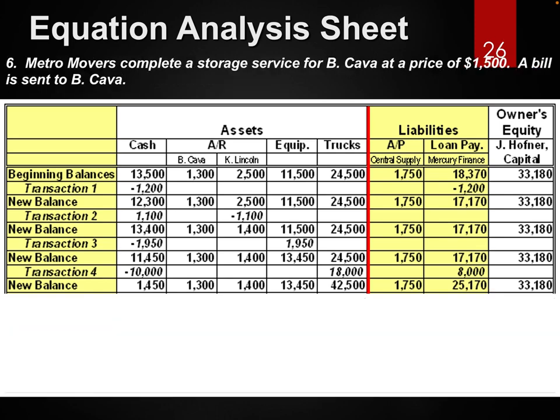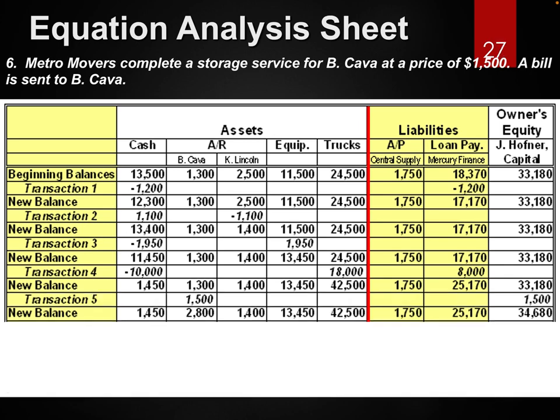Now, Metro Movers completes a storage service for BCAVA at a price of $1,500. A bill is sent to BCAVA. So in this case, our accounts receivable is going up. And now owner's equity is going up. And this is sometimes confusing for people. So when we're talking about owner's equity, what it actually does is it increases your net worth.